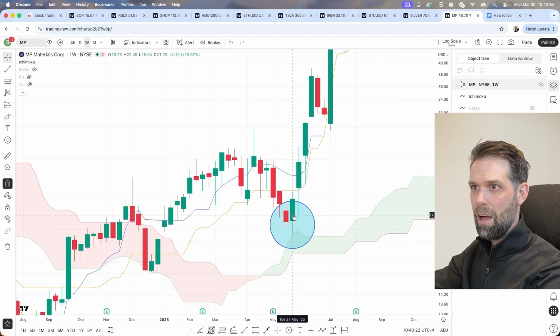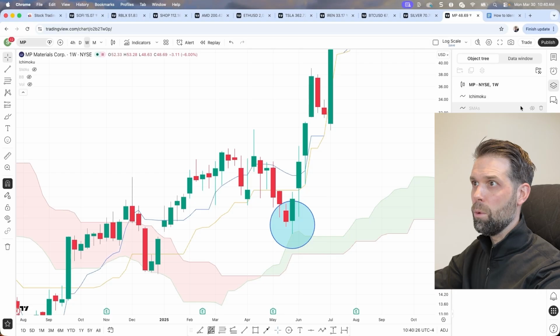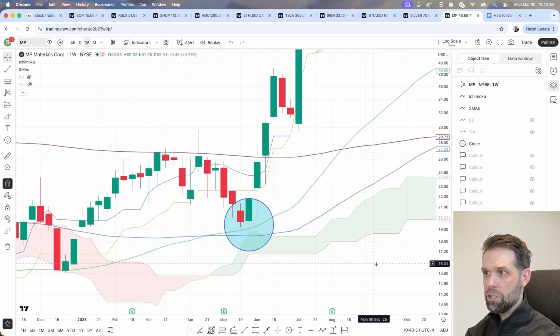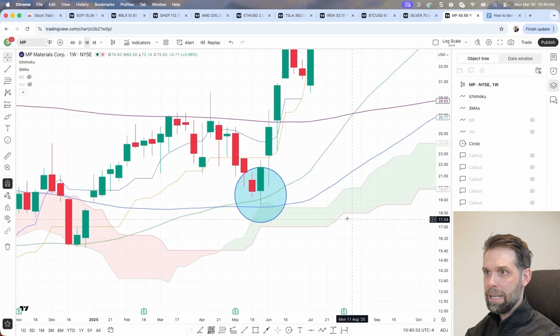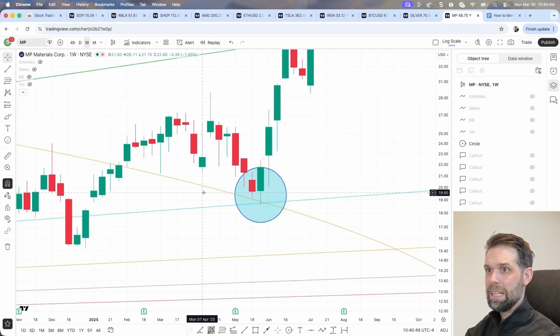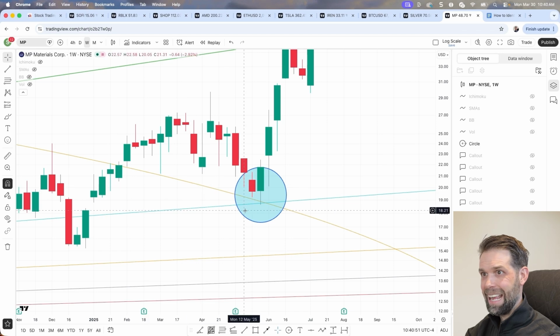And we can see on this particular week, price wicked down to touch the top of the cloud. We can put on some moving averages. We can see the 50-week moving average is right in that zone, and the 100 is in that zone. So there's some good confluence of support in that zone for the moving averages as well. We can put on a Gann square. And what do we see when we take these other things off? We can see that we have a Gann arc and a Gann angle right in and around that zone.